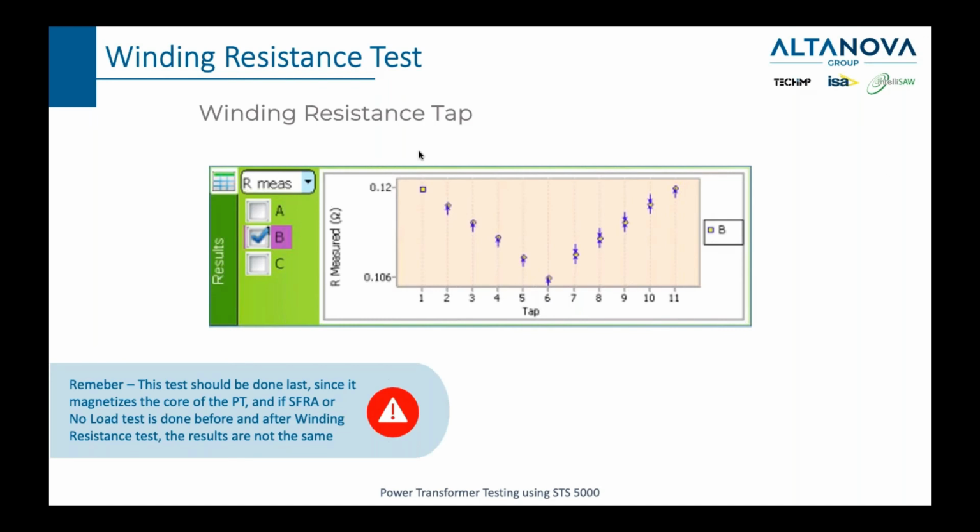If we do it, then it looks like this for all positions of the tap changer, for example 1 to 11. One thing to remember is this test should be done last, not first. Well, it's not written in stone, but it's most practical, since the test magnetizes the core of the power transformer. If we do some tests after it, for example, sweep frequency response analysis or no-load test, we will get different results. So do this test last, then demagnetize, and then turn on your transformer again.